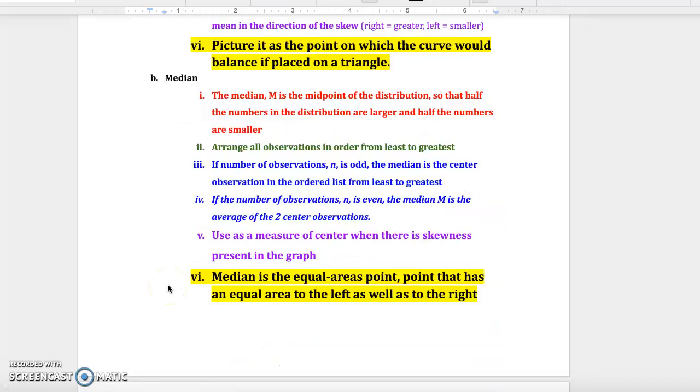The median is the middle point. When I order all the numbers from least to greatest, it's the number that's in the middle. An outlier won't change the median. The largest number could get much bigger, and the median would stay the same. The smallest number could get much smaller, and the median would stay the same. You can picture the median as the equal areas point, the point that divides the curve into an equal amount of area on the left and the right.